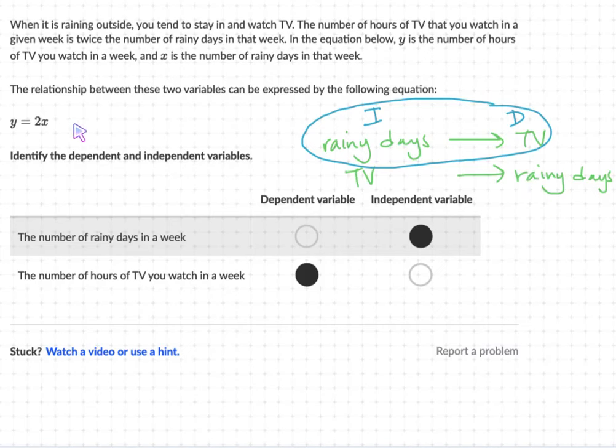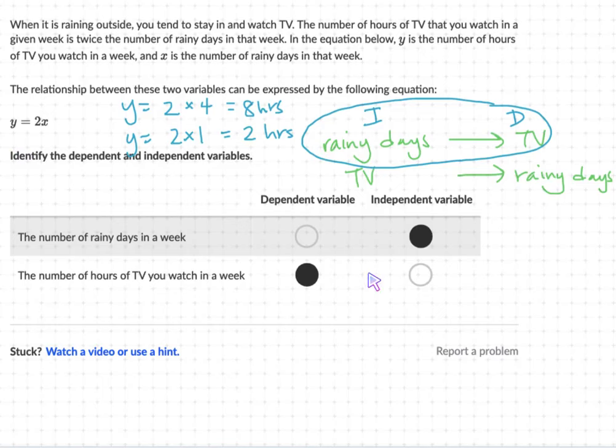Okay? And same thing with this equation here. The x is the number of rainy days that week. So let's say there are 4 rainy days that week. 4 times 2 equals 8. Then the chances are that you're probably going to watch 8 hours of TV. If there is only 1 rainy day that week, 2 times 1 is 2, you're probably only going to watch 2 hours of TV that week. Okay? Because it's going to be such good weather, you're going to want to go to the beach and everything like that. All right, that's just based on this equation.